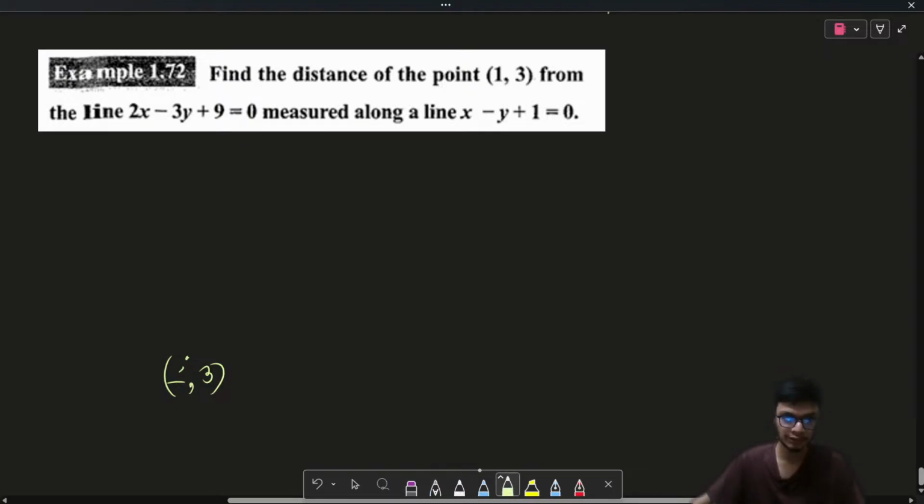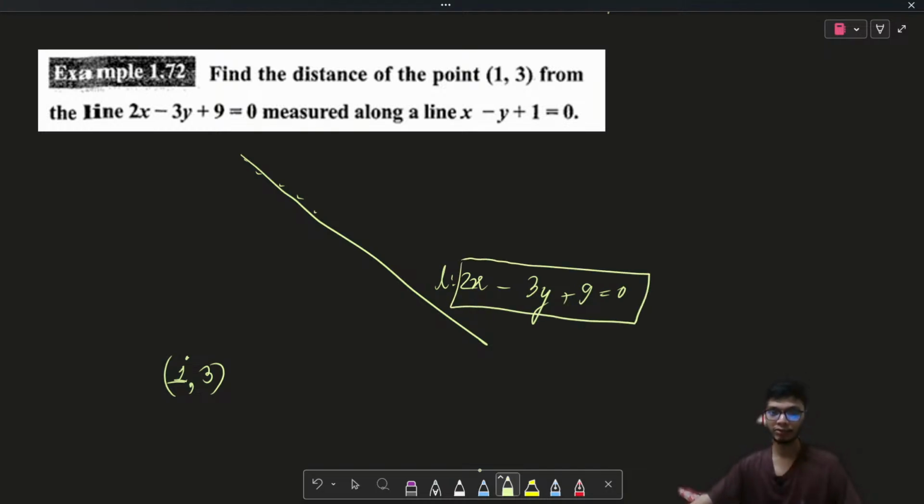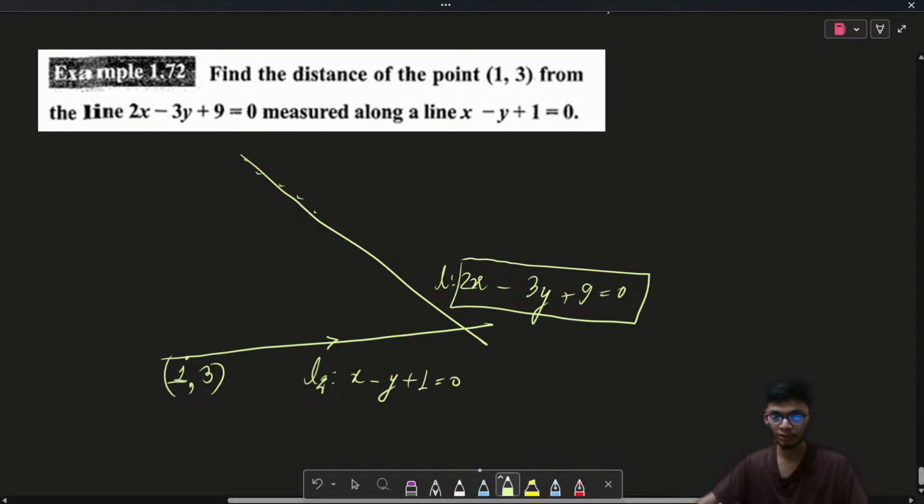So if you read the question, we have to find the distance from the point (1, 3) from a particular line. Let us say this is my line whose equation is given as 2x - 3y + 9 = 0. That is my equation of the line, right? And we have to find the distance, which is measured along some particular line, and this is my line L2, that is given as x - y = 0.